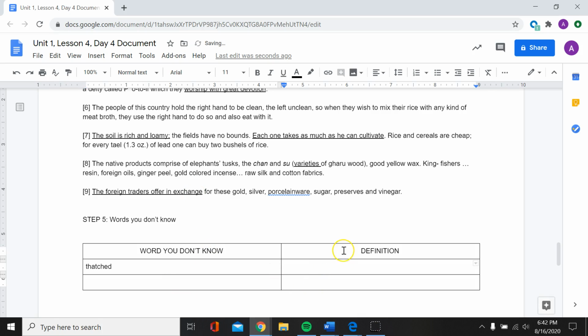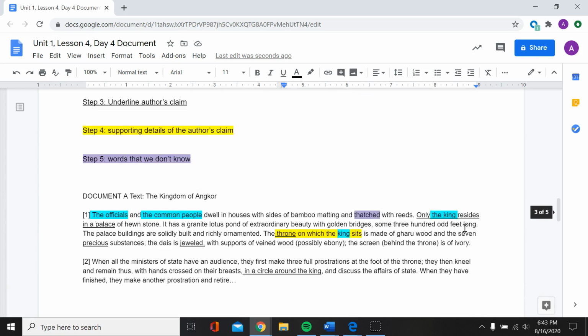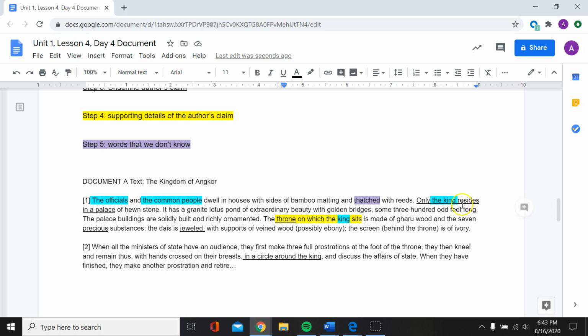And when I looked up thatched, it said that it was a covering for a roof or a building made out of straw or similar material. So I'm going to say covering made of straw, and I'll put right here, or similar material. So I know that it doesn't always have to be straw. It can be something else like straw, but generally that's what thatched is. All right, so back to paragraph 1.